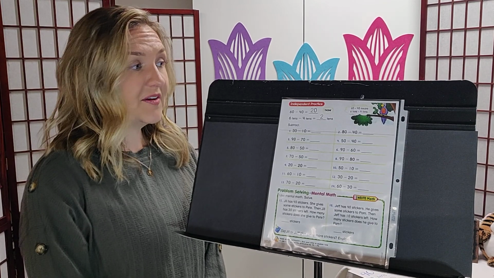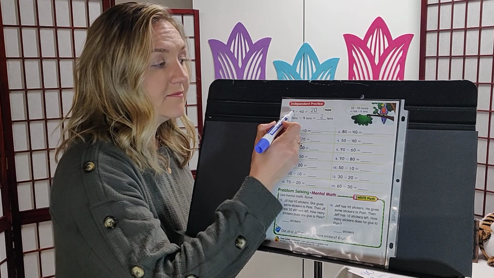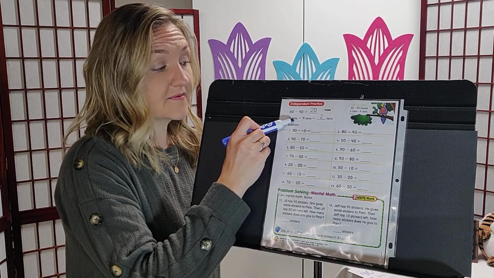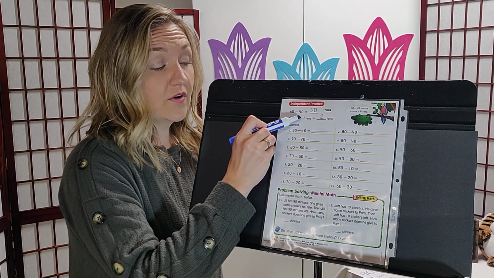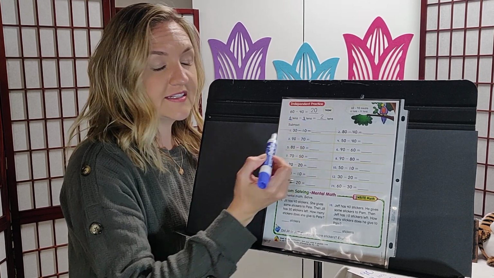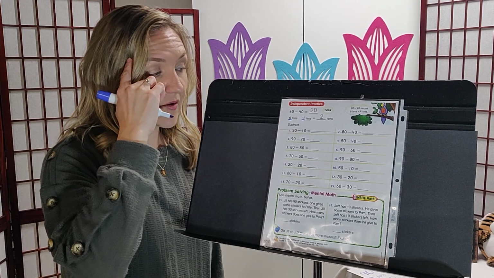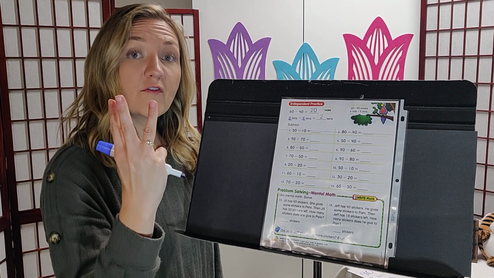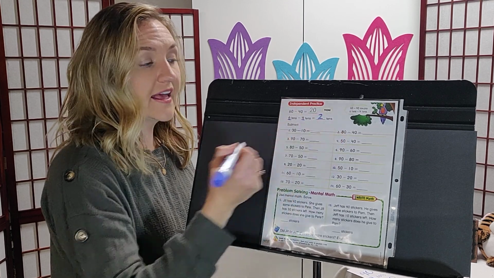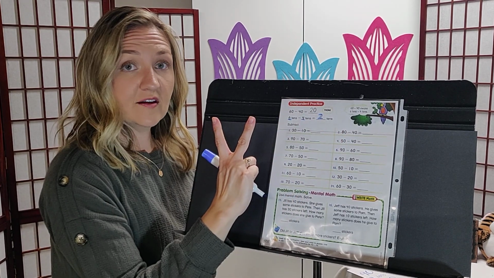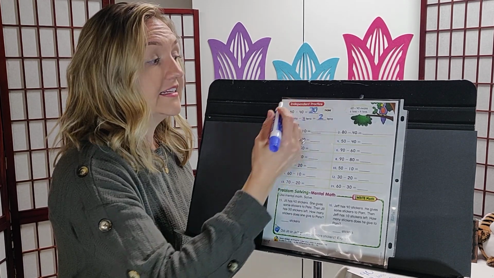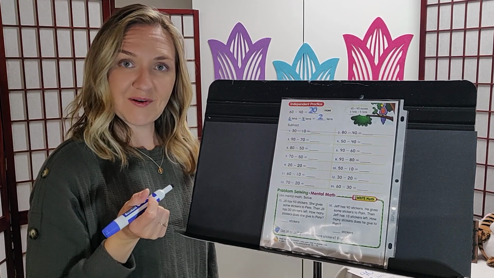This next slide has an example here at the top. 60 minus 40 is equal to... 60 is the same as 6 groups of tens. 40 is equal to 4 tens. So 6 tens minus 4 tens. 6 can go in your head, counting down: 6, 5, 4, 3, 2. 2 tens. Well, when we count those 2 groups of tens, we count 10, 20. 60 minus 40 is equal to 20.